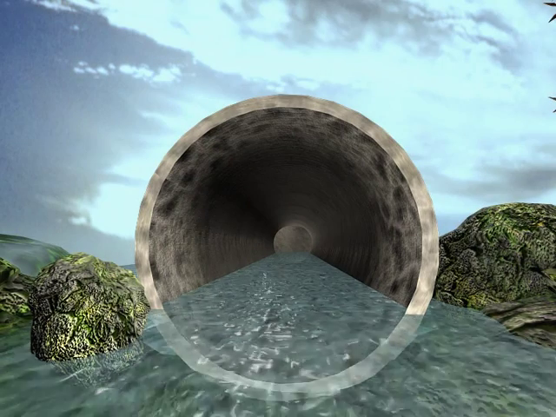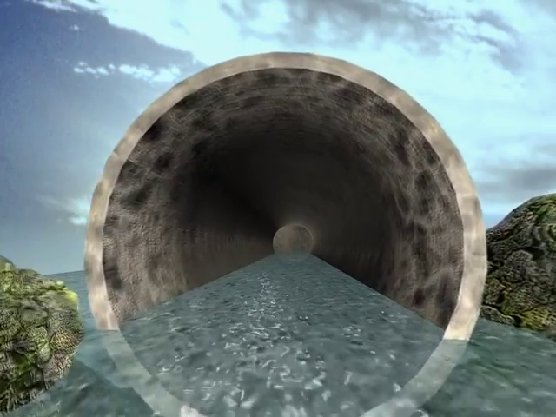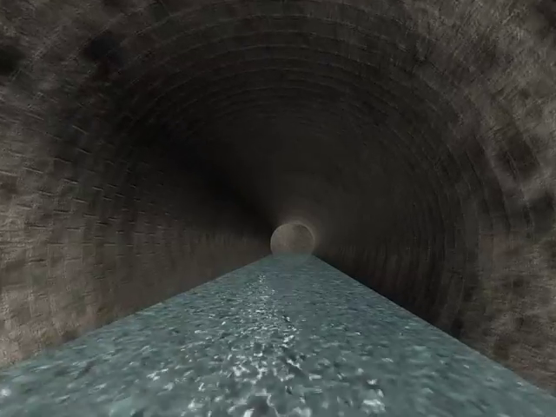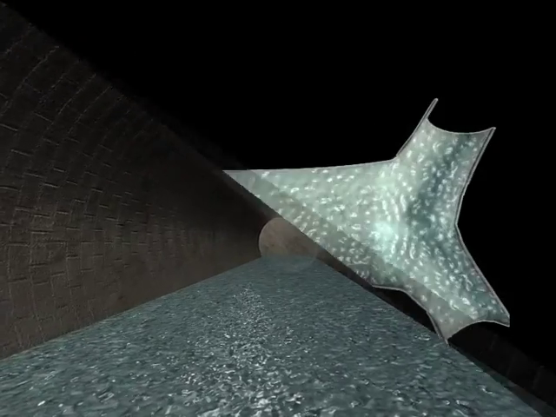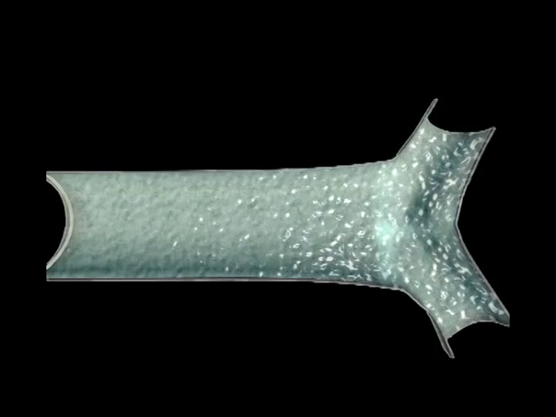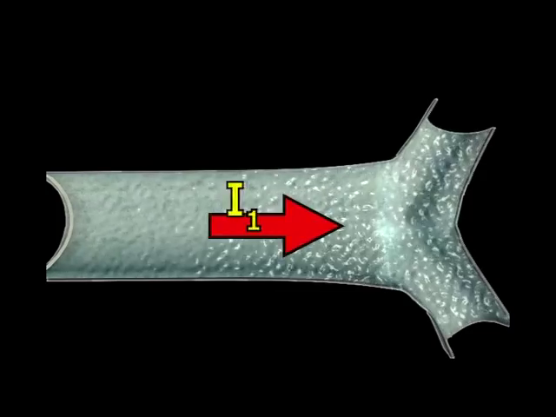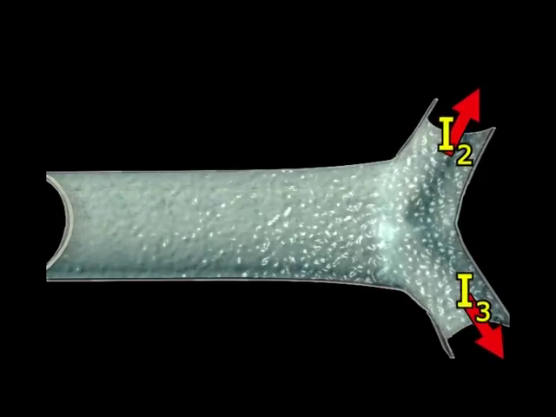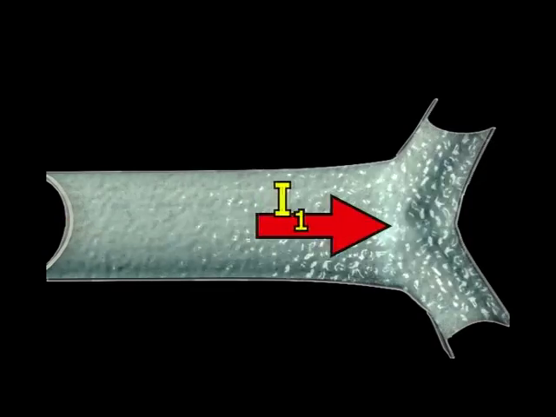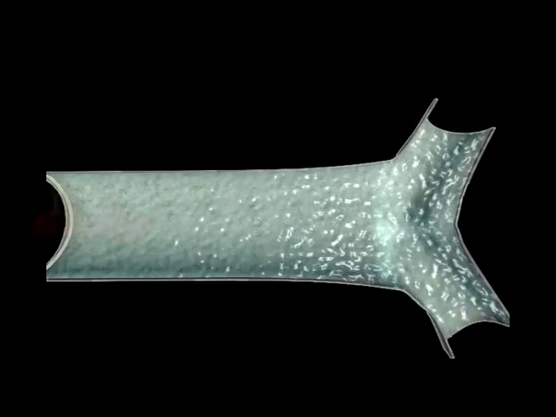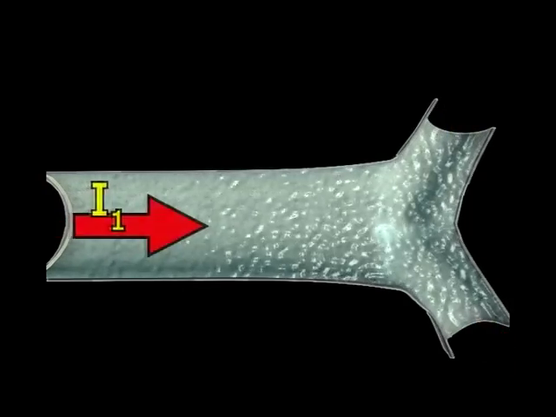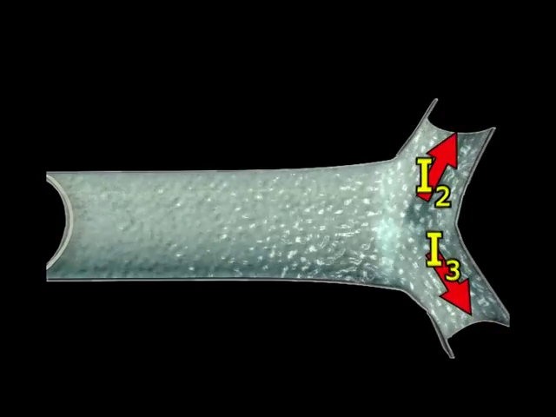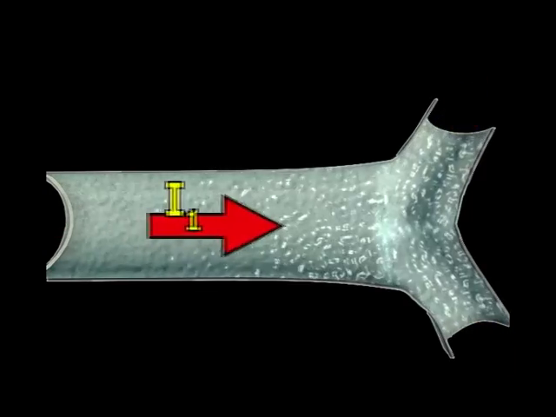Let us try to understand this by a simple analogy. Let there be water flowing through a huge pipe. At a certain point, the pipe gets divided into two parts. What do you think will happen to the water flowing through it? Let us take the water in the pipe before it divides as equal to the incoming current I1. The water gets divided into two parts, namely I2 and I3, representing the outgoing currents.